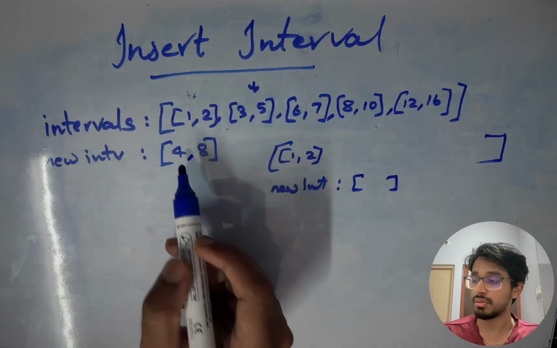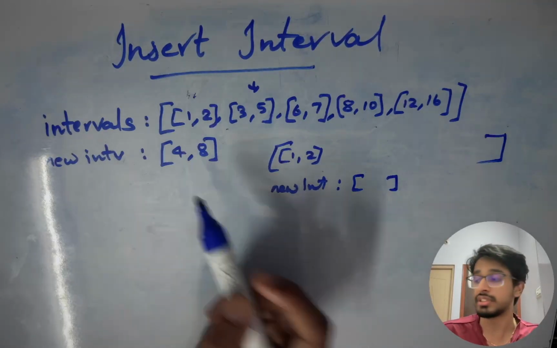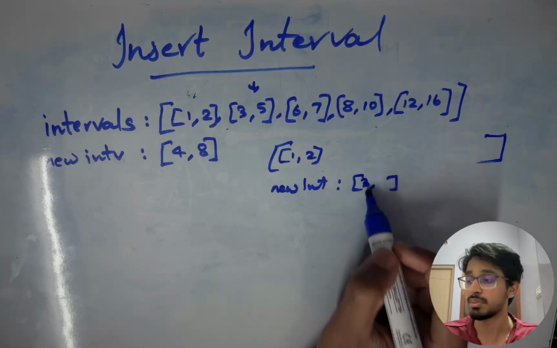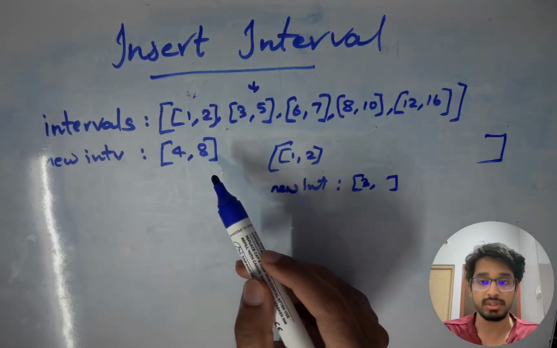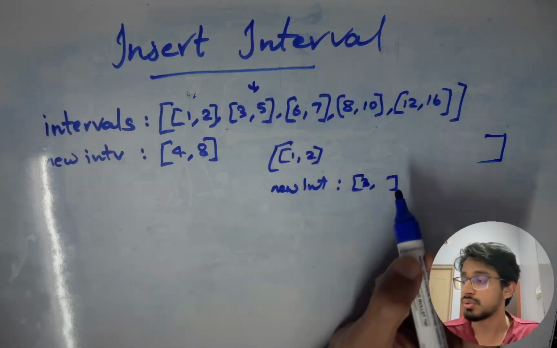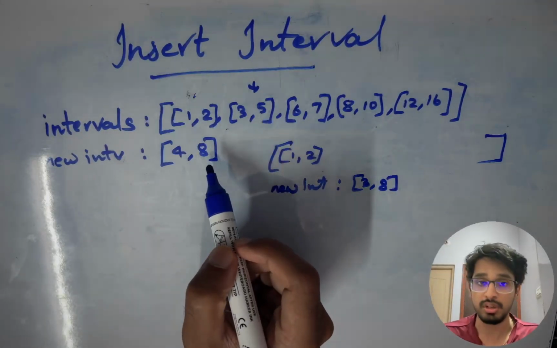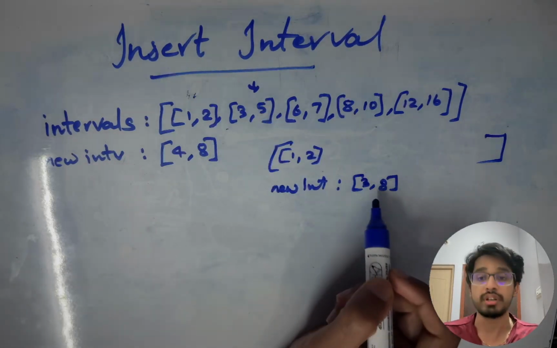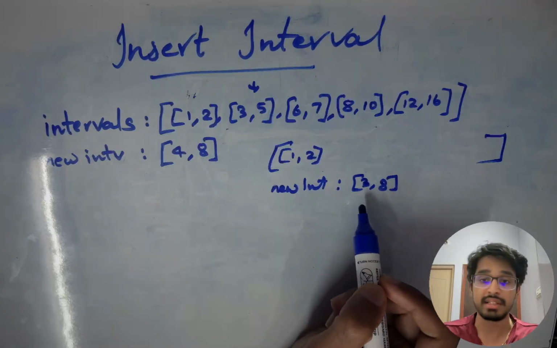Now we just need to compare 3 and 4. Which one is smaller? We put that as the start of the new interval. So 3 is smaller when we compare 3 and 4. For the end interval, 5 and 8, which one is greater? That is 8, so we add 8 over here. So the start interval should always be smaller and the end interval should always be greater. So we create a new interval out of that, and consider this as our new interval.